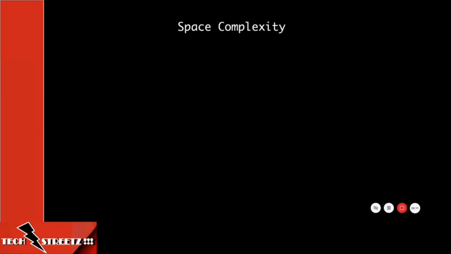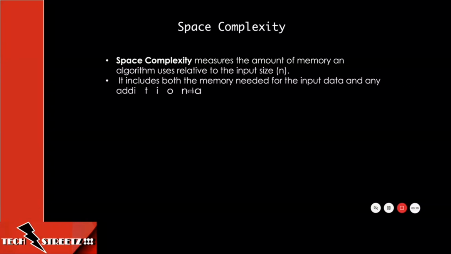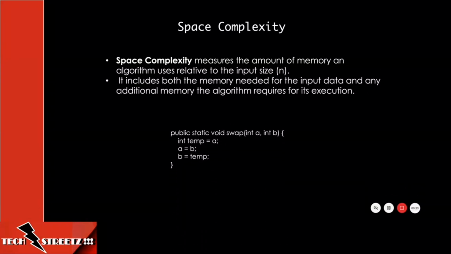Next one is space complexity. Space complexity measures the amount of extra memory an algorithm needs in addition to the input data. Let's try to understand this space complexity with an example. We have a swap function which takes two integer variables a and b and we need to swap those two variables. Let's say a equal to 5 and b equal to 10. We need to swap these two values in these variables.